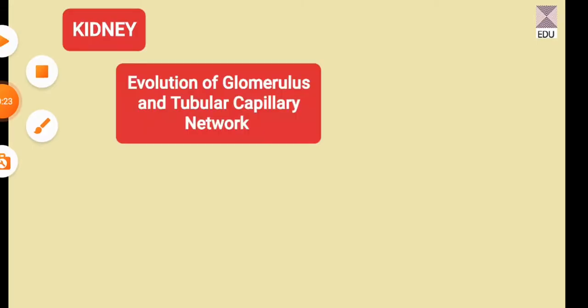In this lecture, we will be talking about the evolution in the glomerular stages and the evolution of the tubular capillary network. In this particular part, I'll be taking two major concepts in the subtopic of the kidney structure, or you can say the evolution in the kidney or the excretory system. First of all, the evolution of the glomerulus, or the formation of the glomerular stages in the evolution of the kidney.